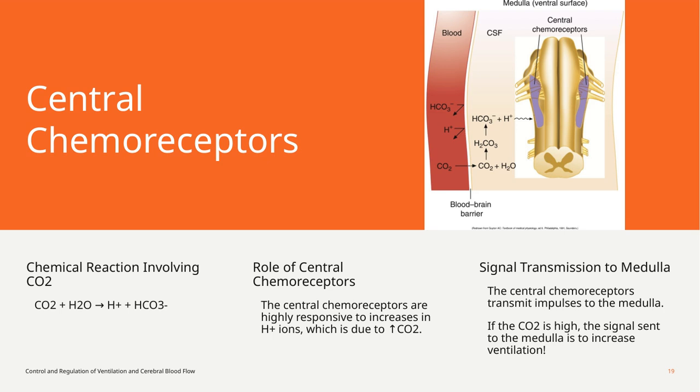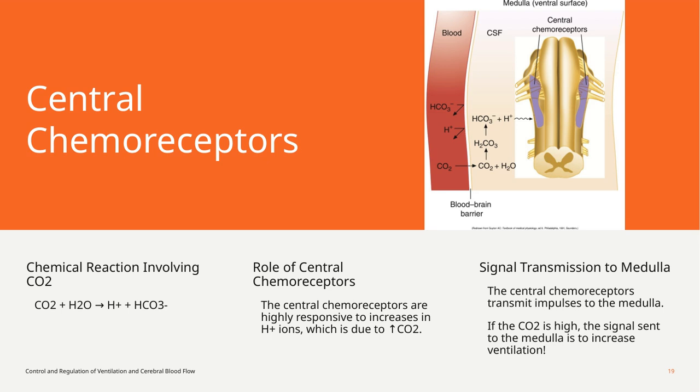Once they sense elevated H+ levels, the central chemoreceptors send signals to the medulla, which is the control center for breathing. If the CO2 levels are high, the signal is to increase ventilation, that is, to breathe more rapidly and deeply. This helps to expel excess CO2 and restore the chemical balance.